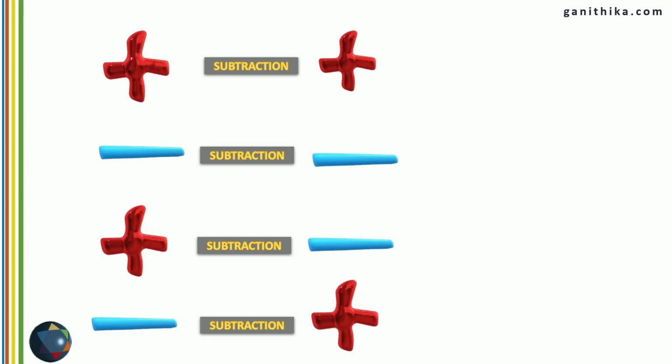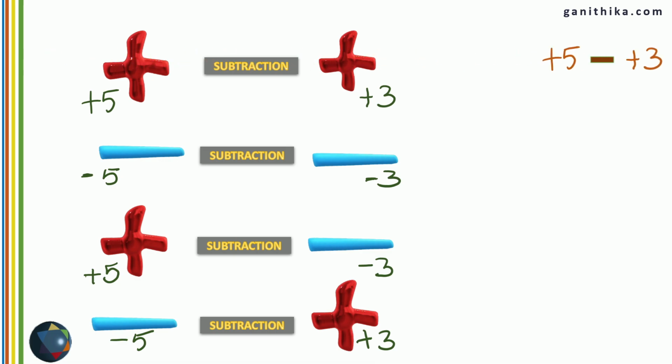So what should you do when you have such cases? Let's consider examples in each case because it's easier to consider examples because subtraction is going to be changed to addition. So we'll consider these examples with 5 and 3, different options of 5 and 3. Positive 5 minus positive 3, negative 5 minus negative 3, positive 5 minus negative 3, negative 5 minus positive 3.